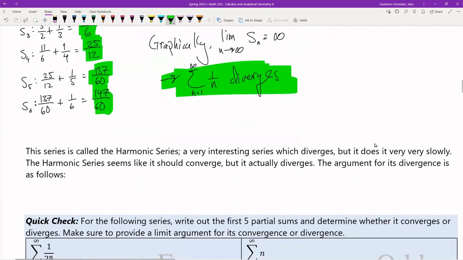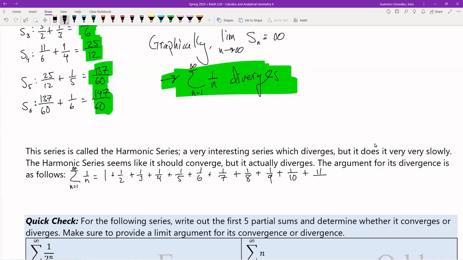So there's multiple ways of showing that this thing diverges. I'm going to show you the most common one and the easiest one to grasp. Take a look at how the harmonic series goes. I'm going to go ahead and write it out here: the sum from n equals 1 to infinity of 1 over n. I'm going to start writing out the terms. This is equal to 1 plus 1 half plus 1 third plus 1 fourth plus 1 fifth plus 1 sixth plus 1 seventh, 1 eighth, ninth, 10, 1 over 11, plus 1 over 12, plus 1 over 13, plus 1 over 14, plus dot, dot, dot.